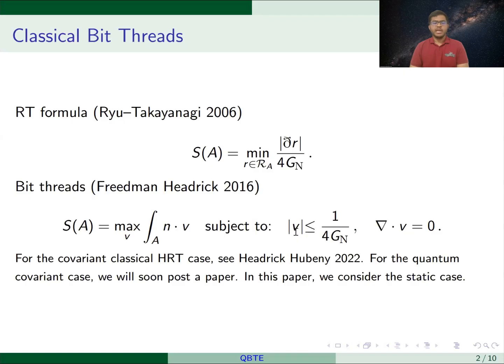Intuitively, it is similar to the fact that if water is going through a pipe, then the max flow is proportional to the minimum area, as it has to squeeze through the bottleneck. In this paper, we consider the static case, so we focus on a single Cauchy slice.